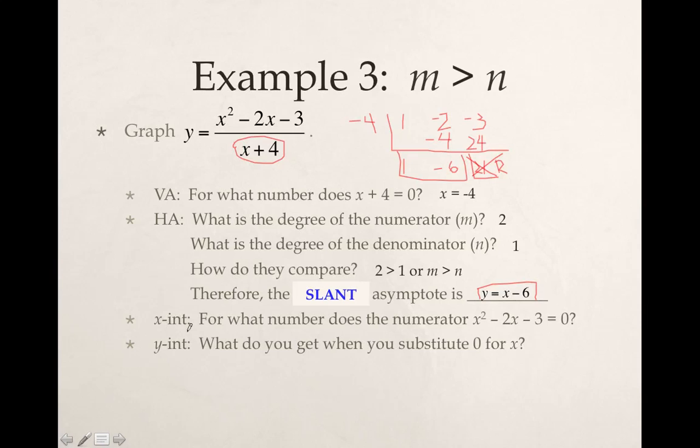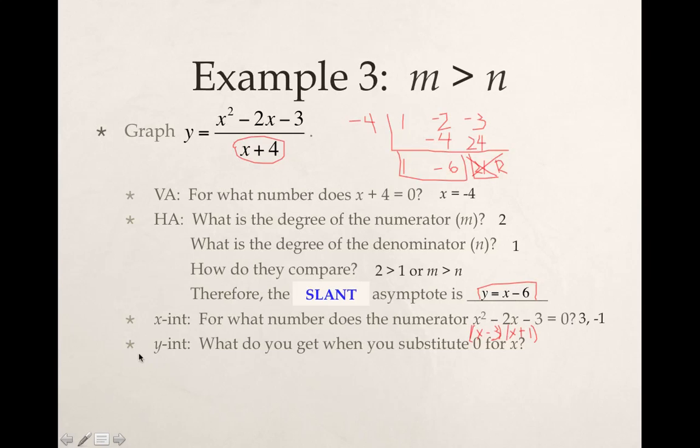Alright, moving on to our x-intercept. We want to know what number is going to make the numerator equal 0. Again, this is something that can be factored. So (x minus 3) times (x plus 1). Okay, and from those factors, we can get positive 3 and -1 as values for x.